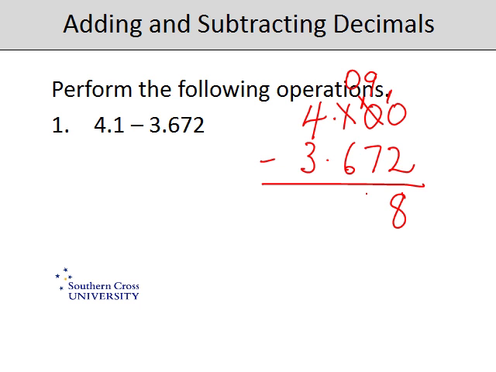9 hundredths take 7 hundredths is 2 hundredths. 0 take 6 we can't do, so we need to take one of these ones and pay it back as 10 tenths. So now we have 10 tenths take away 6 tenths is 4 tenths. 3 take away 3 is 0. So our answer is 0.428 or 428 thousandths.